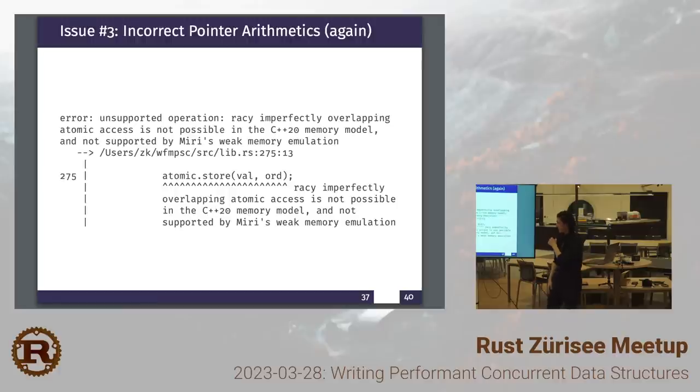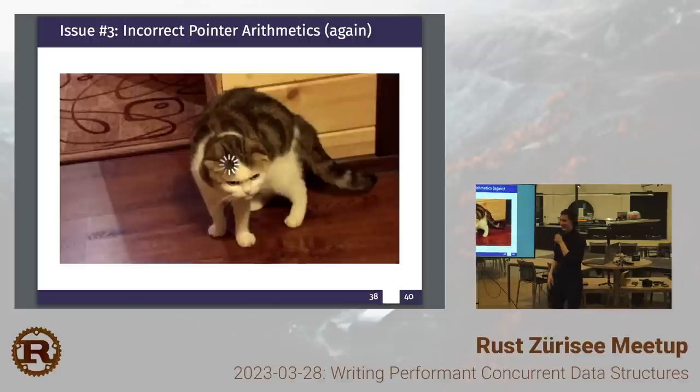And the other thing is something that I'm sure all of you are familiar with. It's called the racy imperfectly overlapping atomic access violation. It's one of the classic errors that you find every day. I think looking through the audience, some of you are looking like this.